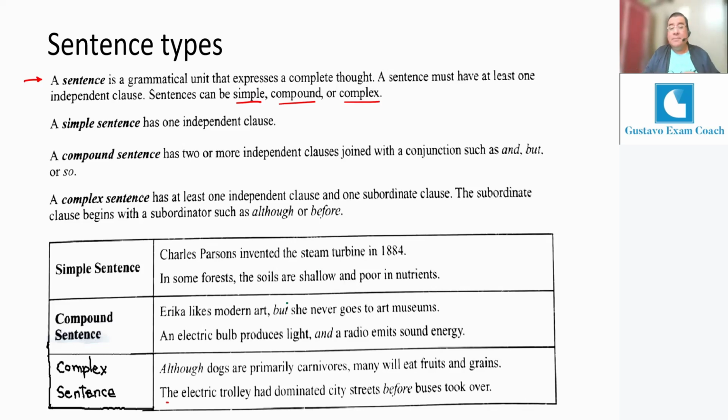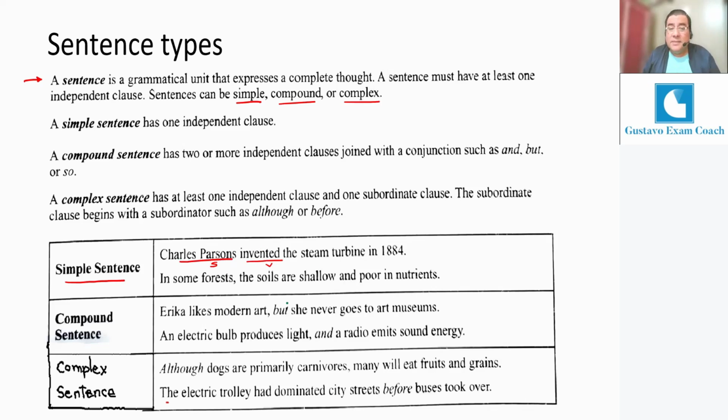Let's see a couple of examples for simple sentences. Take a look at this table. Charles Parsons invented the steam turbine in 1884. So this is very interesting. We can see this is one clause forming a complete sentence because we have our subject, Charles Parsons, invented, a conjugated verb, and the rest of the words that make for a complete idea.